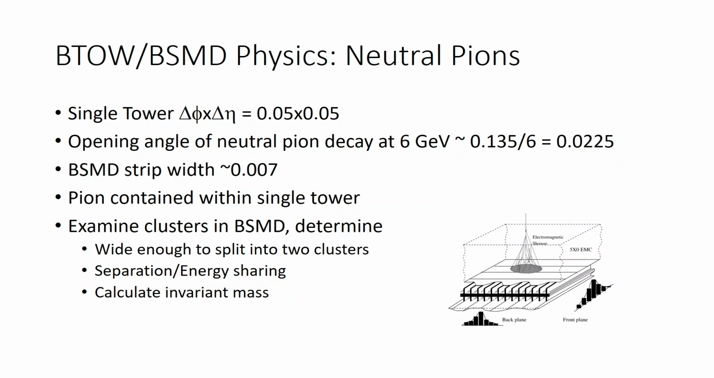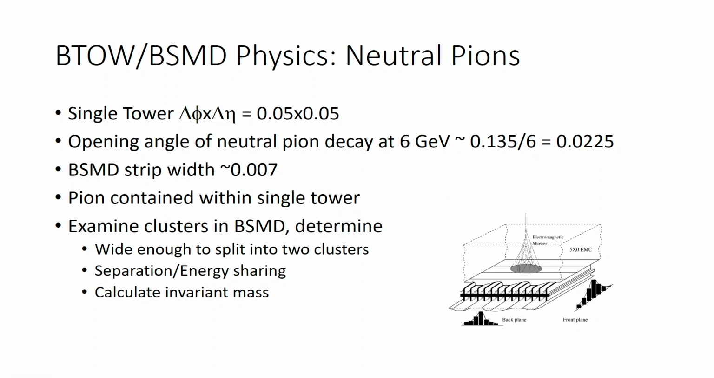One of the first physics topics attacked by the BEMC made use of the BSMD subsystem as well. This was the measurement of the neutral pion spectrum. Now, a single tower in the BTOW subtends a solid angle of about 0.05 times 0.05 in eta and phi. The opening angle of a neutral pion decay at, say, 6 GeV is approximately 0.0225, which is a much smaller angle, and thus the closely spaced pion gammas are often contained within a single tower.